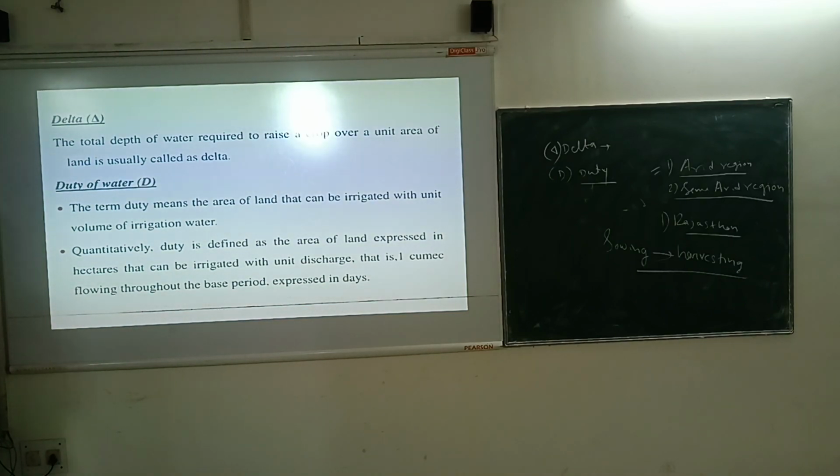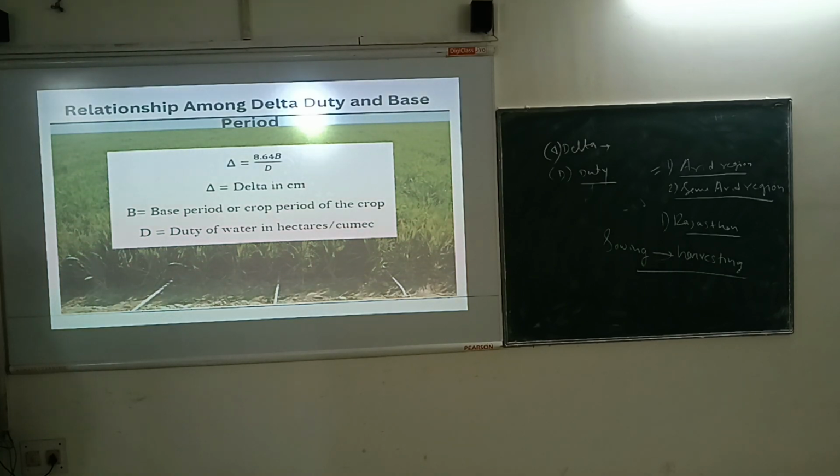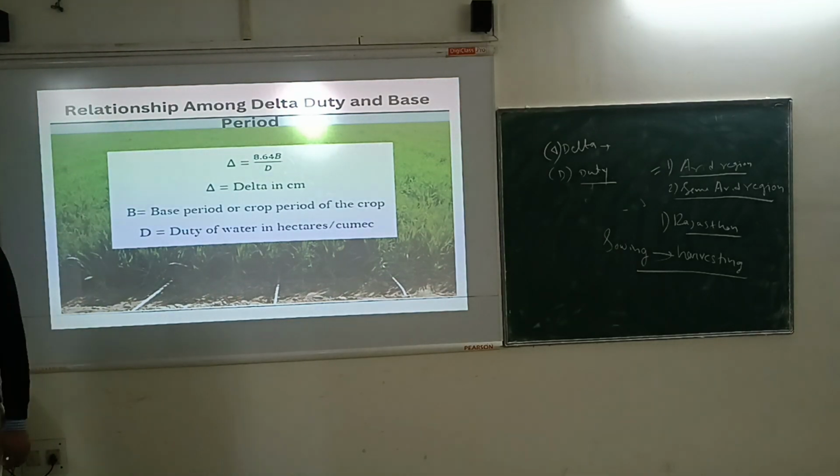Now next is the relation between delta, duty and base period: delta is equal to 8.64 B by D, where delta is in centimeter, B is the base period or crop period, and D is the duty of water, expressed in hectares per cubic meter.